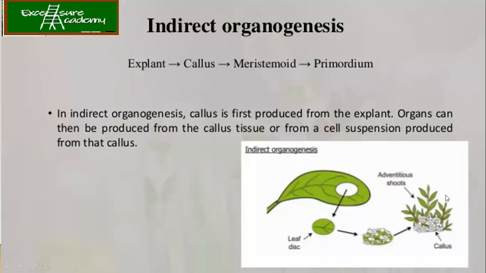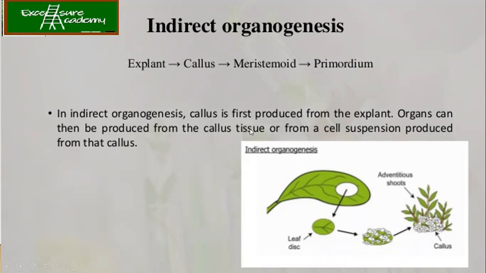So there are two types of organogenesis, indirect and direct organogenesis. So what do you mean by indirect? It means that whatever explant you use, it will become callus, and then meristemoid, then it goes to the primordium. So first callus is produced from the explant, that's why it's indirect, because when the explant is becoming callus, it is getting de-differentiated, and after that whatever phytohormones you provide, it is going to undergo redifferentiation.